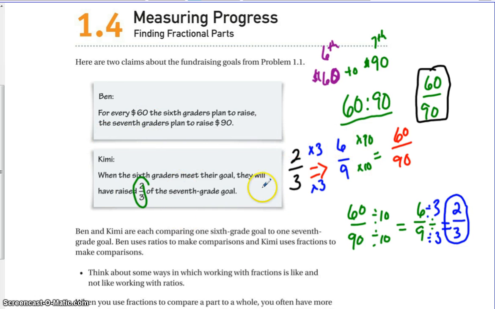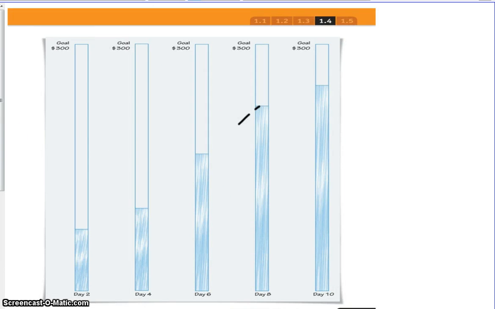Okay, which means if we put out a thermometer, when the sixth graders have earned 2 times 60, the seventh graders will have earned the equivalent of 2 times 90. Those work when comparing. So let's take a look at page 21 in our book.